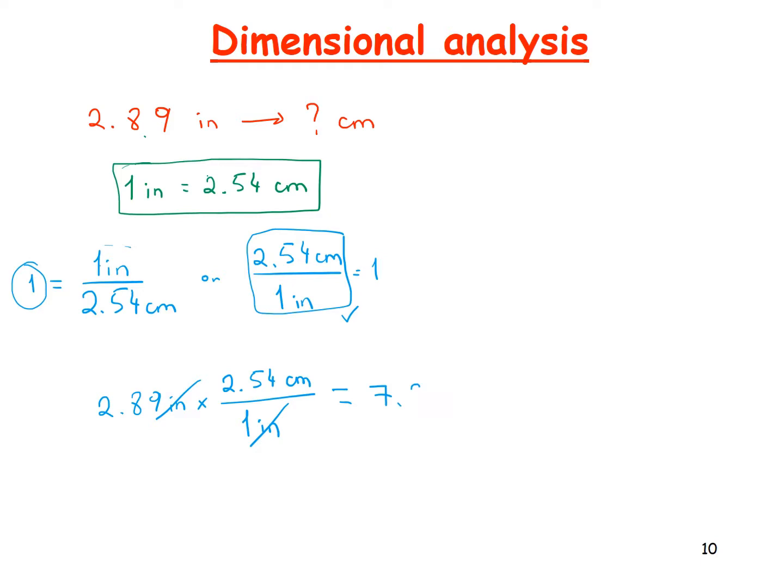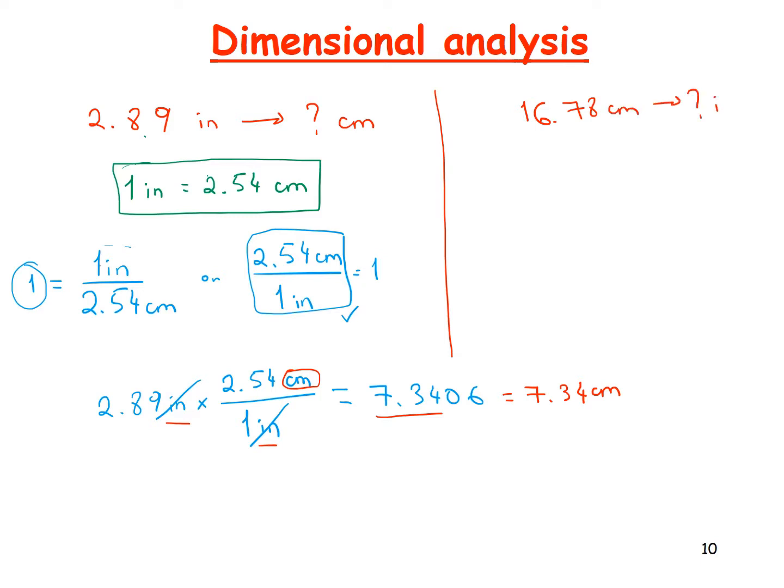Once you do this, you now need to only do the math and keep the unit. So you need to multiply. I have 2.89 times 2.54, and that is equal to 7.3406. And if we are accurate with the significant figures, in both I have 3 significant figures, so I can keep only these ones. I can say that this is equal to 7.34 centimeters, because I have already gotten rid of the inches.